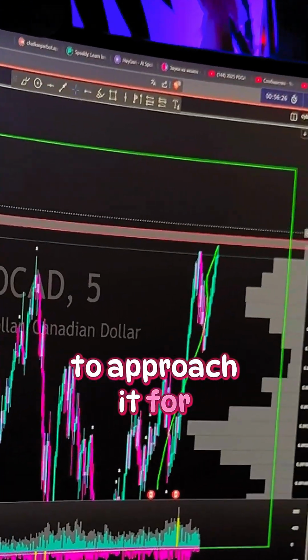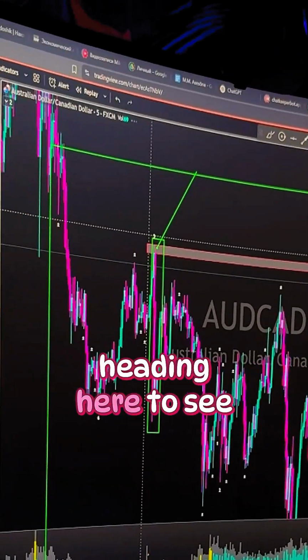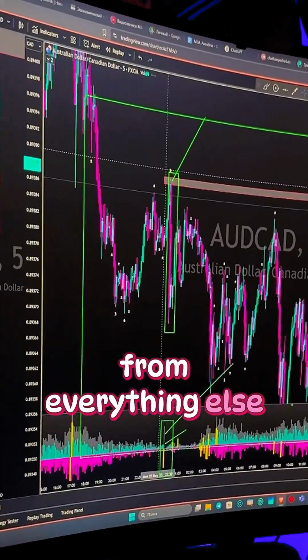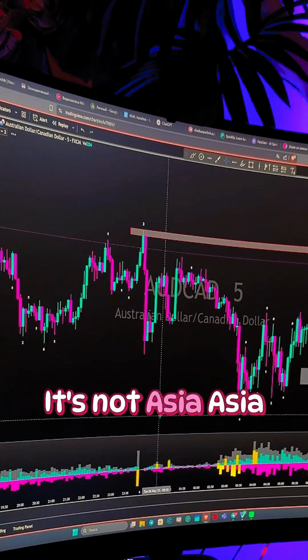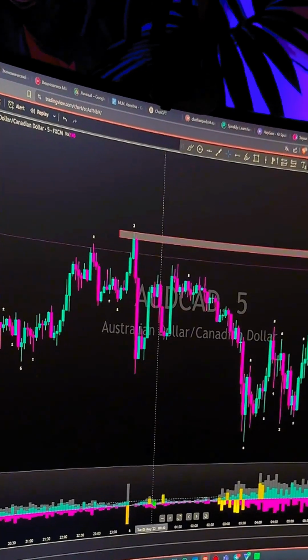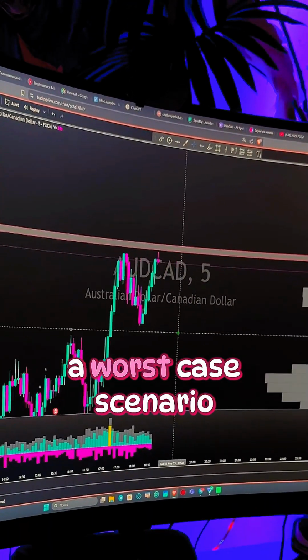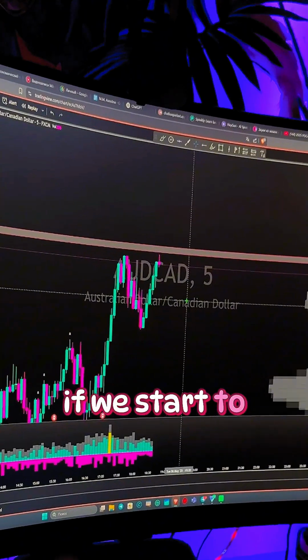We're going to approach it for the first time, and we're deliberately heading here to see how it stands out from everything else. Wait, is this Asia? No, this isn't Asia. Asia was here and here. All right, let's consider a worst case scenario if we start to pull back.